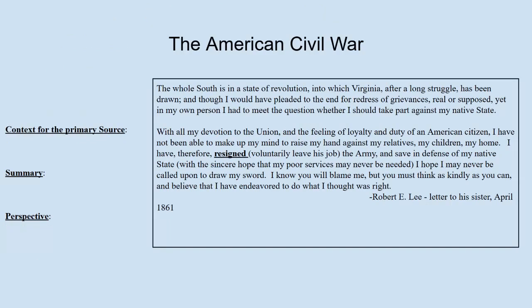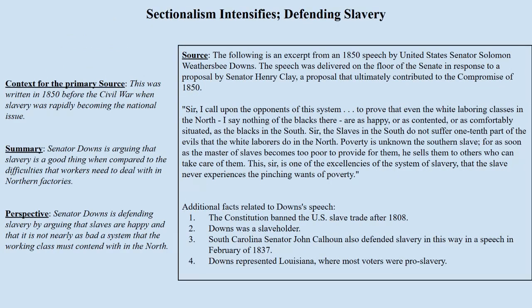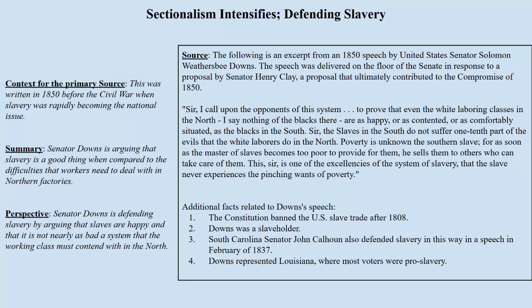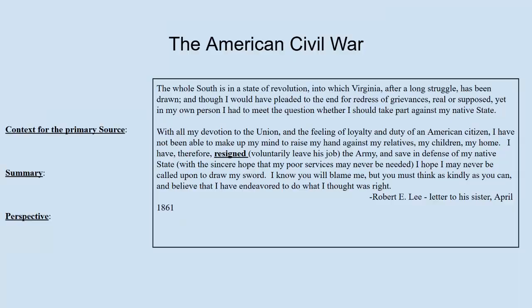As far as the primary sources go, most of these primary sources are on your exam. I can't tell you if these two definitely are, or maybe one of the two is, but as we go through this final exam review guide, the overwhelming majority of these documents are on the final exam. So if you know what the context is, if you know the summary, if you know the perspective, you're going to be great. You're going to be awesome at them. So just be aware of that.